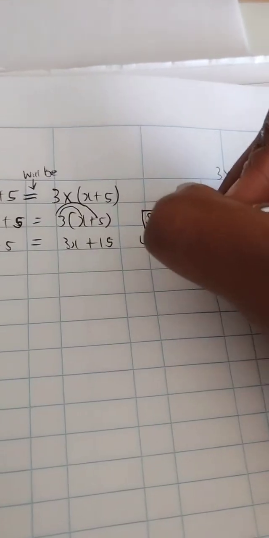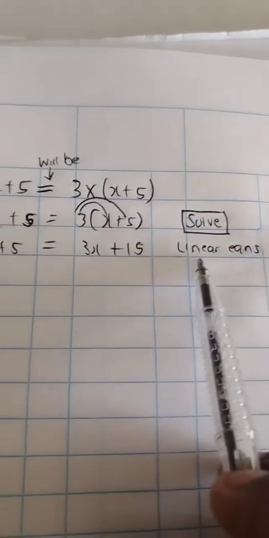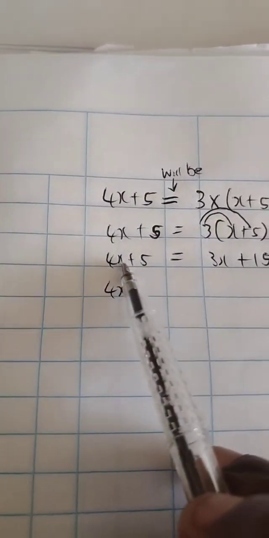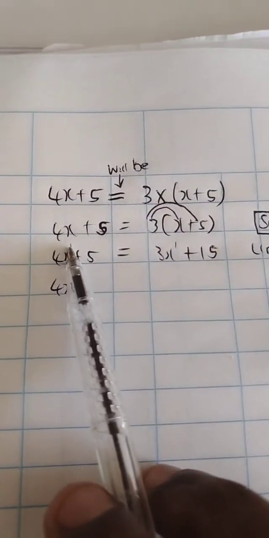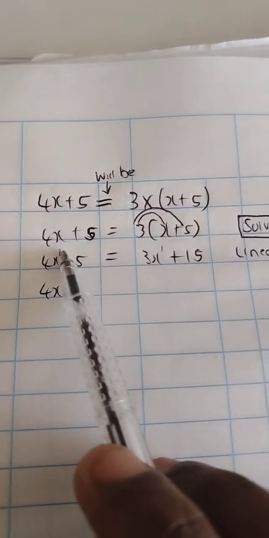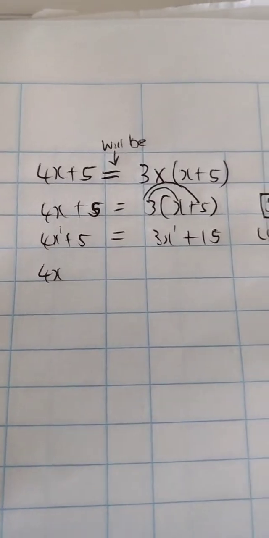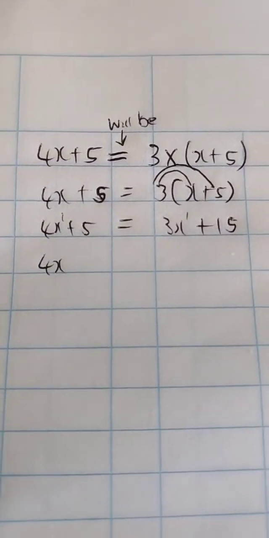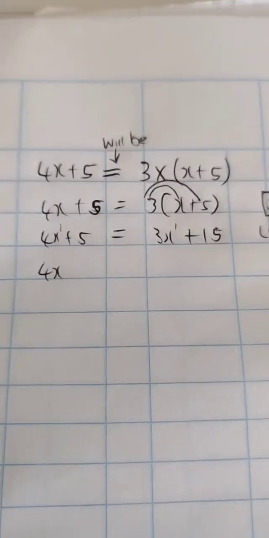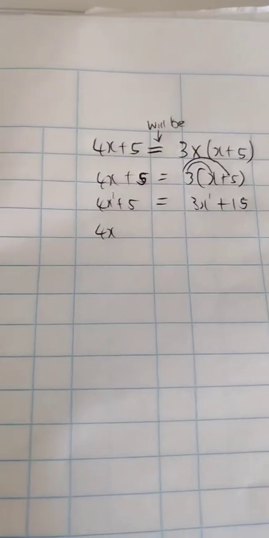This is a linear equation. And what are linear equations? These are equations that have the variable x to the power 1. That's linear. The minute you have x to the power 2, it's not linear anymore, it's quadratic. The minute you have x to the power 3, it's no longer linear or quadratic, it is cubic. So you must be aware of the type of equation you have.